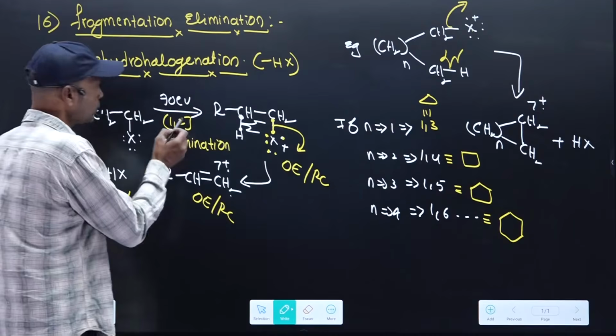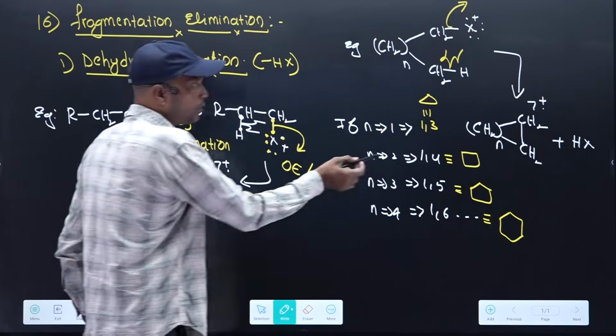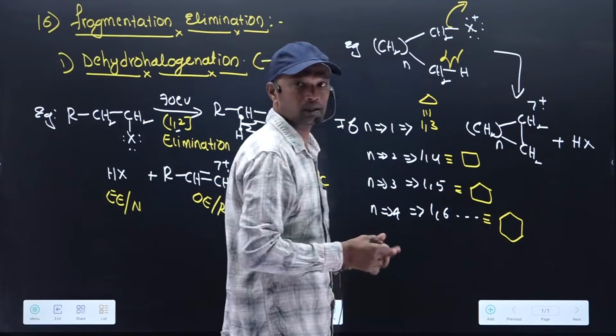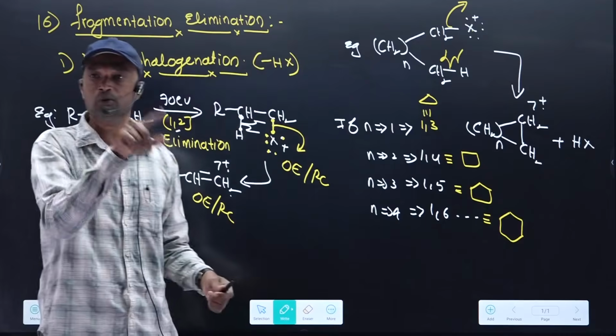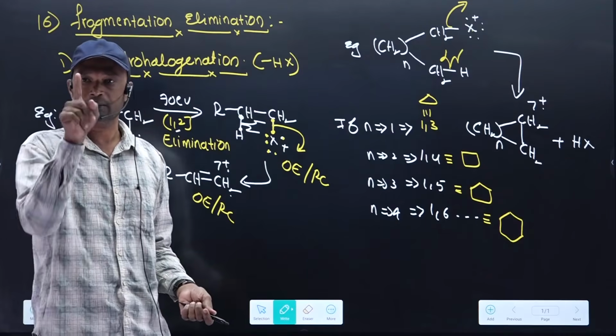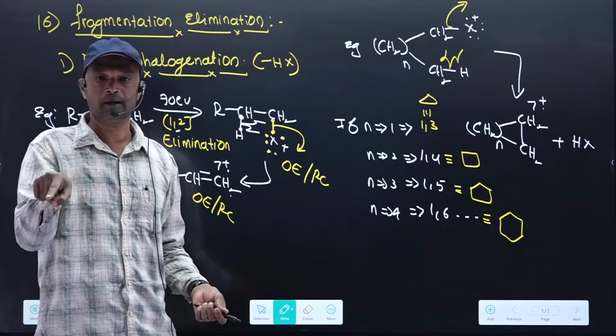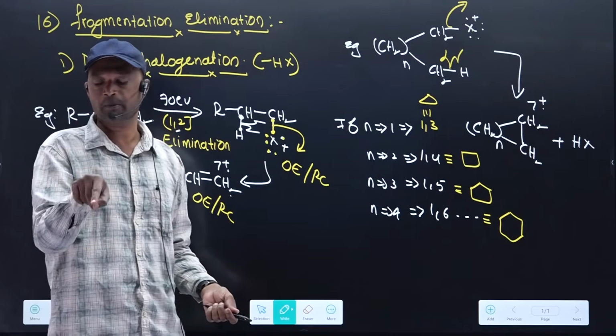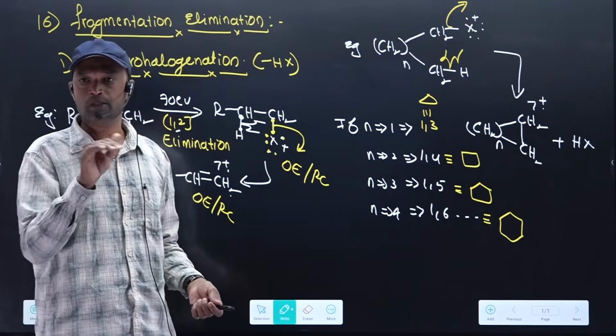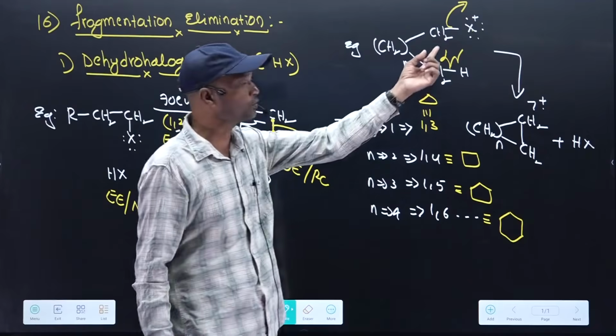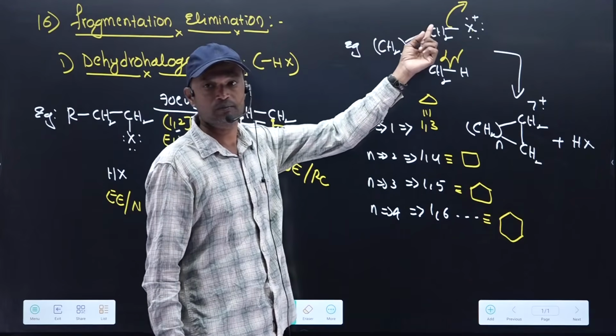Is it a 1,2? No, it is 1,3. With 1,2, can you prepare a ring between two carbons? No. 1,3: 1, 2, 3. You can prepare a ring. 1, 2, 3, 4. You can prepare a ring. So five-membered, six-membered, seven-membered. So this is possible only for larger membered rings.